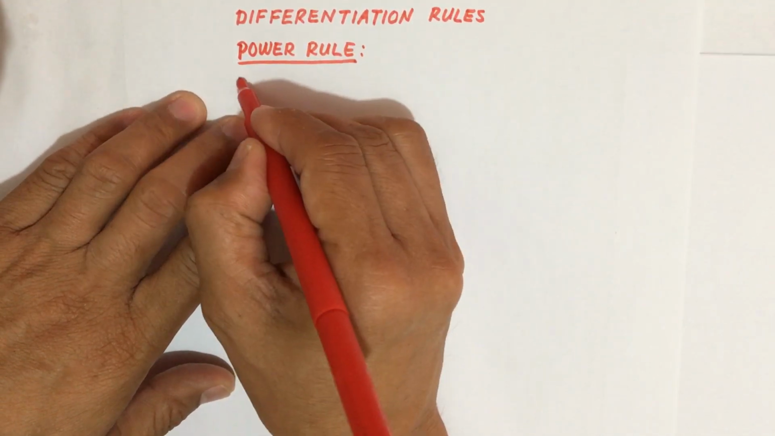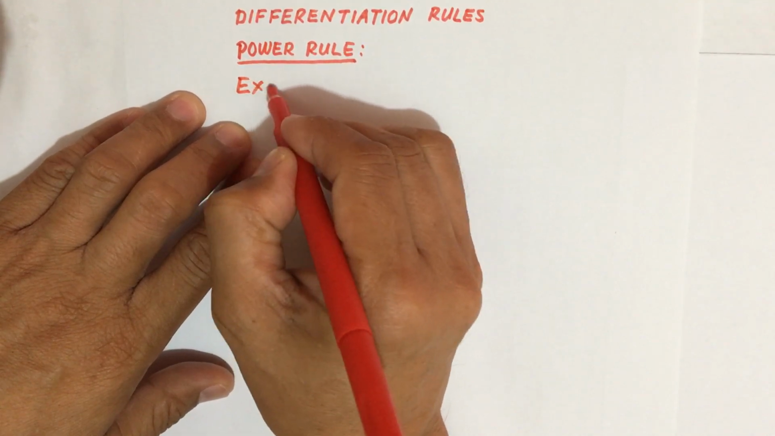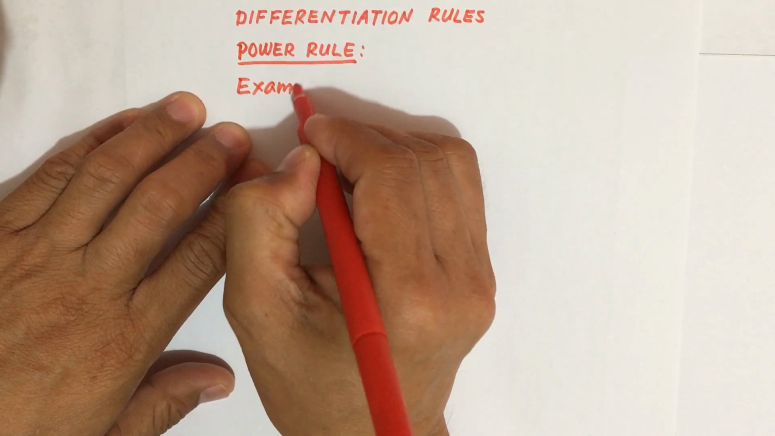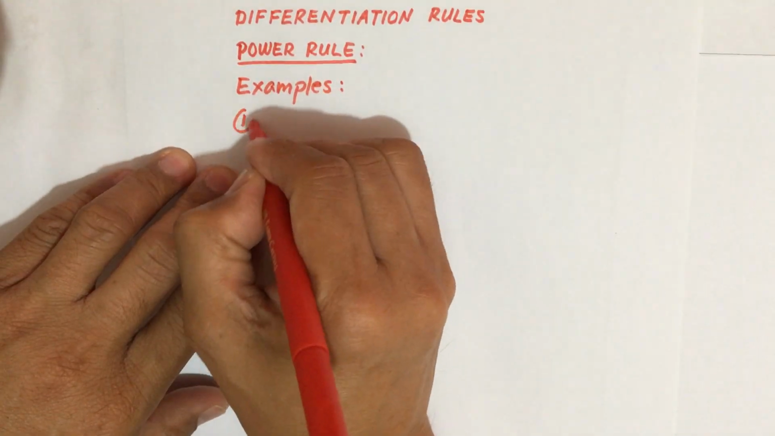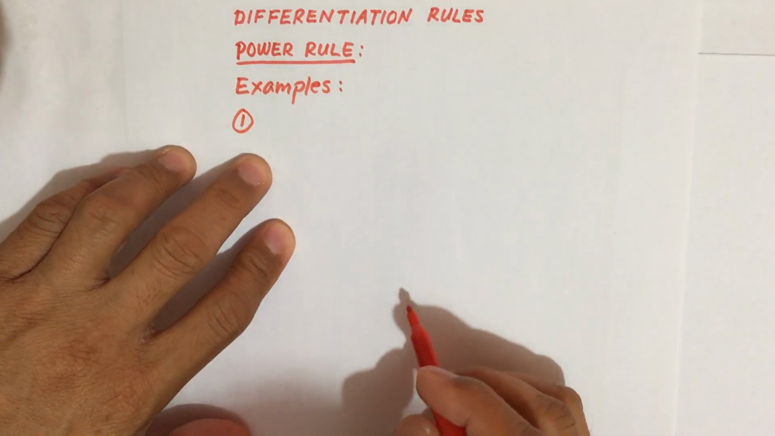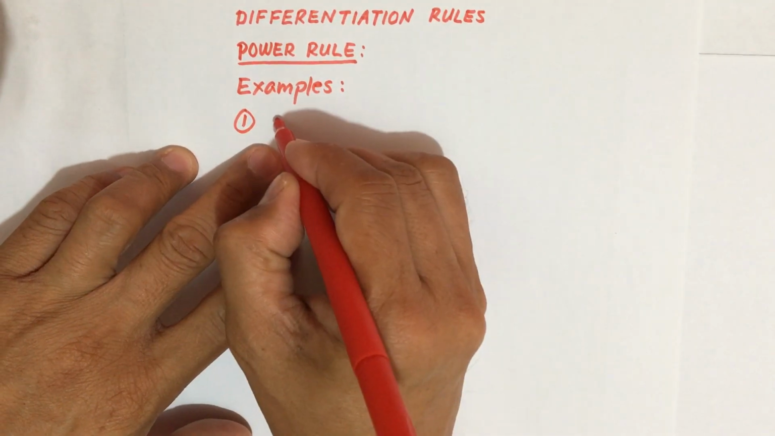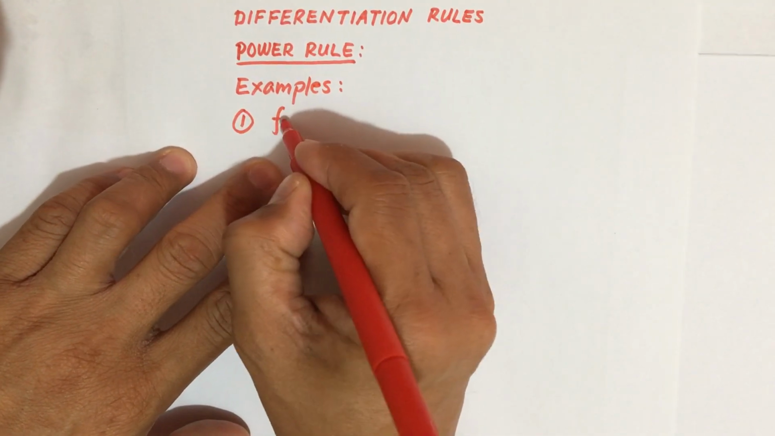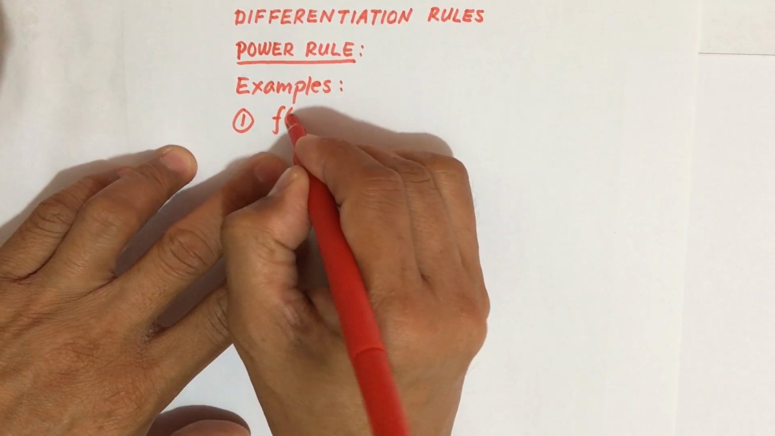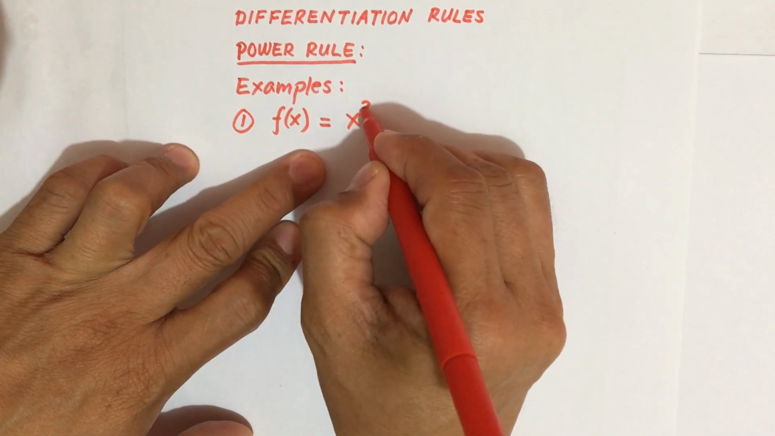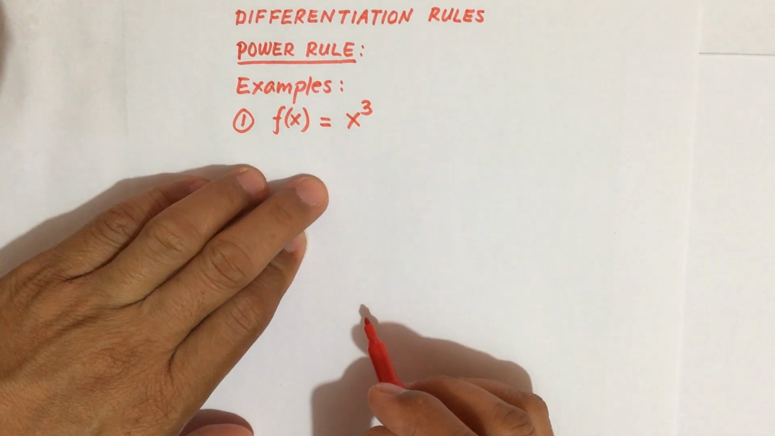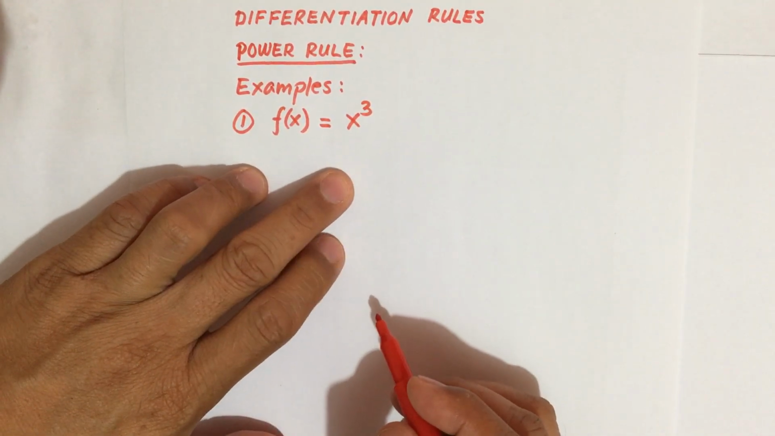Last time we had this example. Example number 1: I'll just repeat what we had last time. If you are given, for example, a function of x equal to x cubed, what is our answer here?